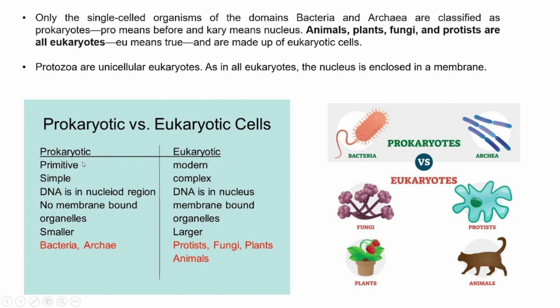And this is a very concise way of explaining the difference. Prokaryotes are primitive, eukaryotes are very modern. Prokaryote structure is very simple, not developed enough. Eukaryotes are very complex. They have a lot of organelles and a lot happening in the cell at the same time. Prokaryote DNA is in the nucleoid region, free floating DNA. There's no proper membrane bound nucleus. In eukaryotes, DNA is in the nucleus, which is definitely membrane bound. There are no membrane bound organelles in prokaryotes, but there are in eukaryotes. Prokaryotes are smaller, eukaryotes are larger. So the answer is bacteria and archaea, both come in the prokaryotes section.